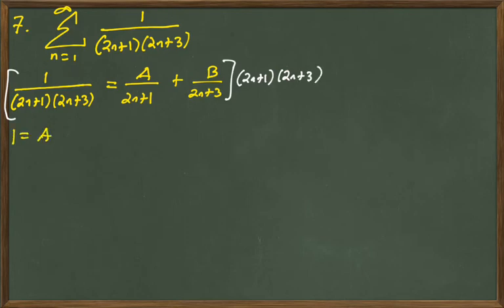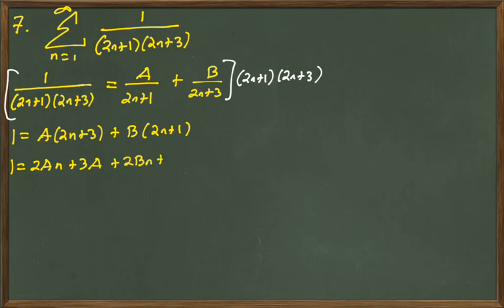1 is equal to a times 2n plus 3 plus b times 2n plus 1. So 1 is equal to 2an plus 3a plus 2bn plus b. Okay, now the n is kind of like your linear, so we're going to set the linear coefficients equal to each other. On the left-hand side, there are no linear coefficients, so it's going to be 0. So 0 is going to be equal to 2a plus 2b. This will give us the relation that a is equal to negative b.